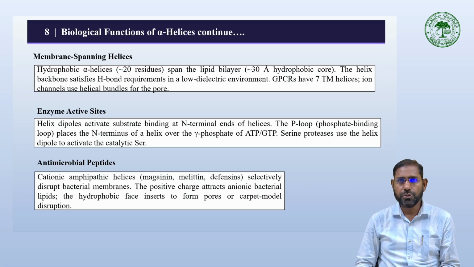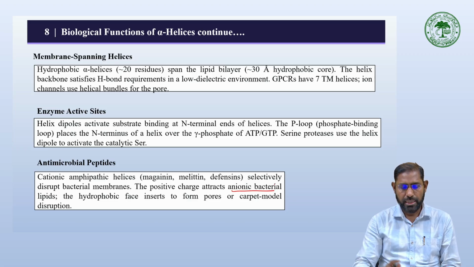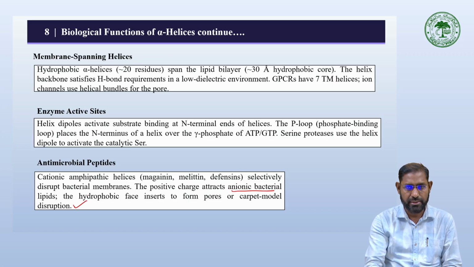Now it also has antimicrobial peptide characteristics. Cationic amphipathic helices like magainin, melittin and defensin selectively disturb bacterial membranes. The positive charge attracts anionic bacterial lipids, and the hydrophobic face inserts to form pores or a carpet model disruption of the bacterial cell wall.